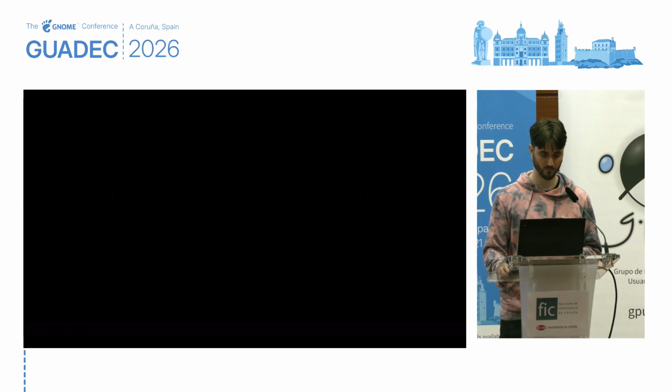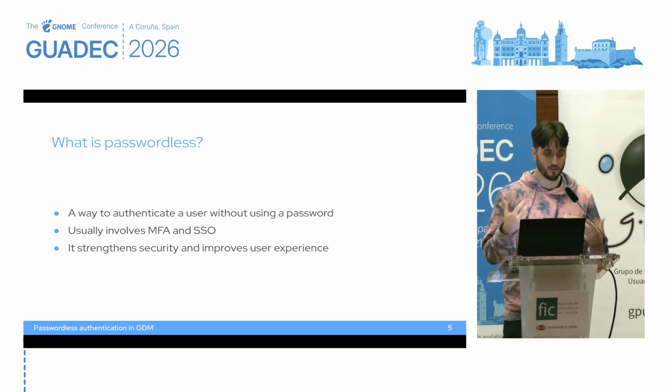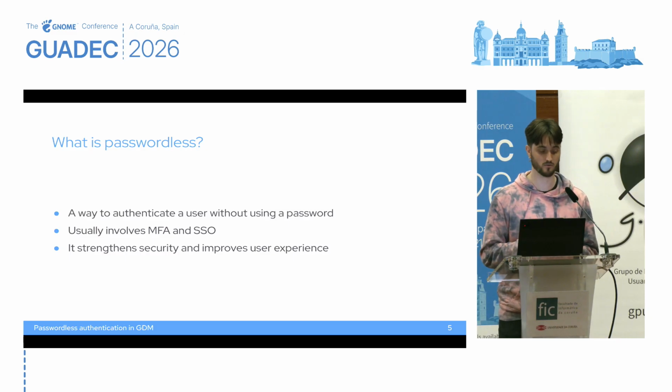Passwordless authentication. What is authenticating passwordless? Well, surprise, without using a password. This is usually done when you do multi-factor authentication, when you authenticate with multiple mechanisms, like using a passkey or face recognition, and also it's used in single sign-on. This strengthens the security by relying on public cryptography keys rather than on the human brain, which reduces the risks and threats and improves the user experience.